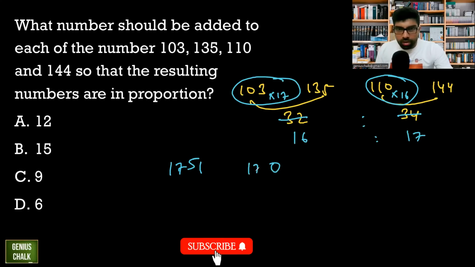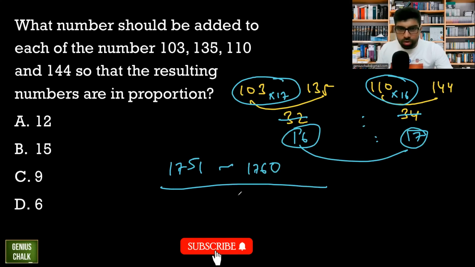16 into 11 is 176. So what is the difference? Divide by the difference of the ratios, that is 1. So 60 minus 51 is 9. 9 by 1 is 9. The answer is option C. You can verify.